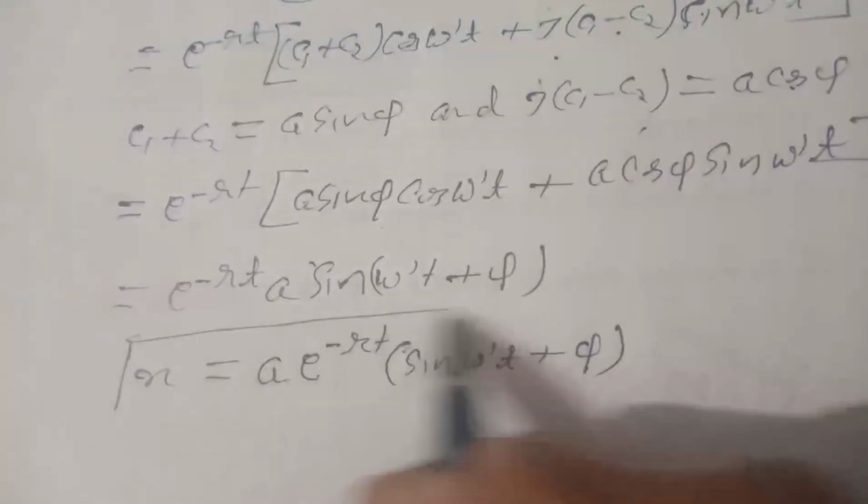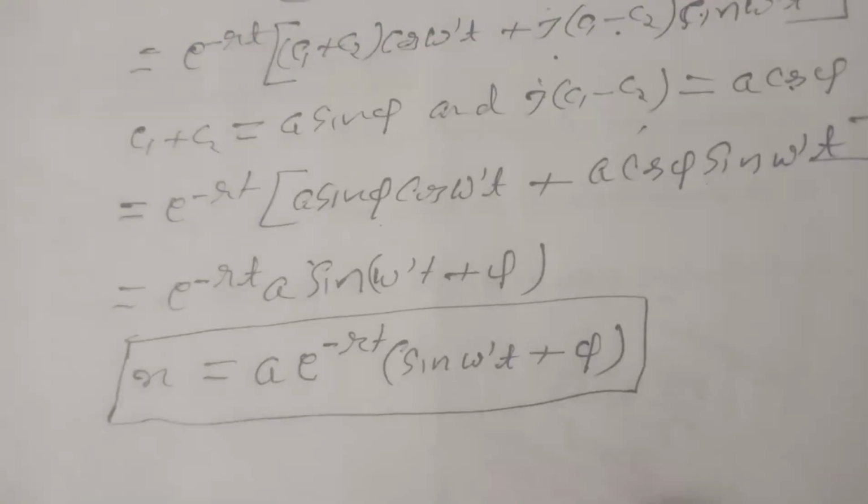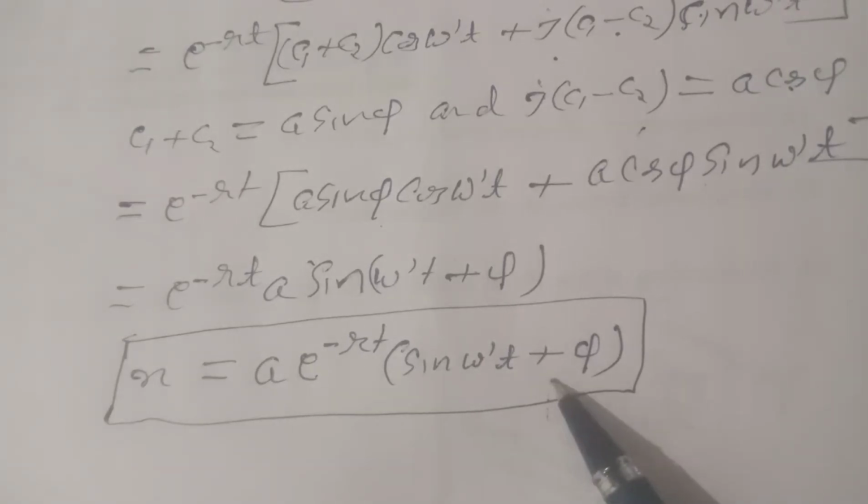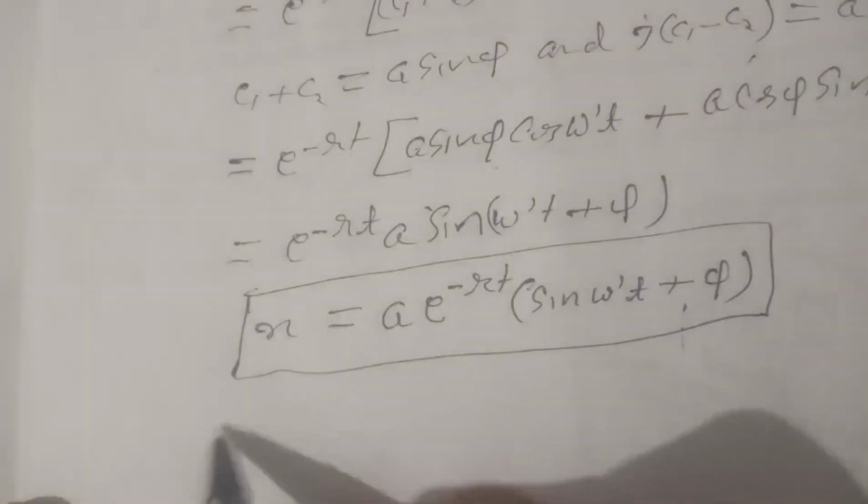From this equation, where omega dash is equal to under root omega square minus r square, note that j is now absent. So this is the solution of the differential equation of the damped harmonic oscillator, and from this we can draw conclusions regarding amplitude, frequency, energy, etc. So first let's see amplitude.